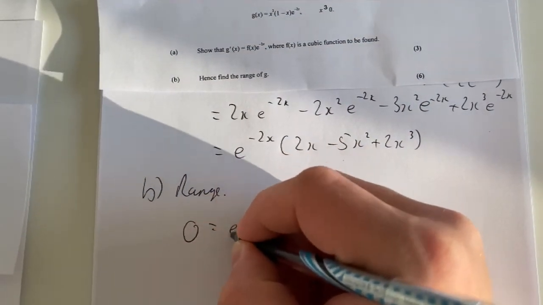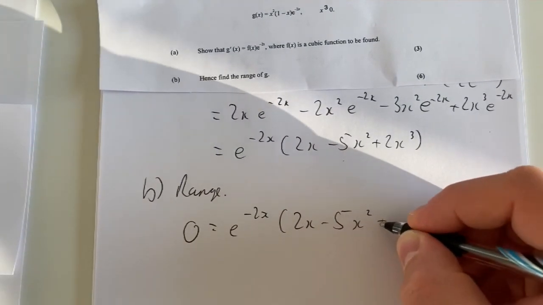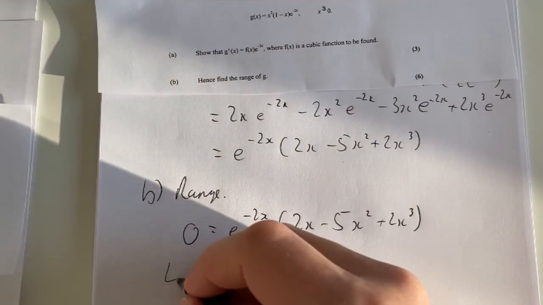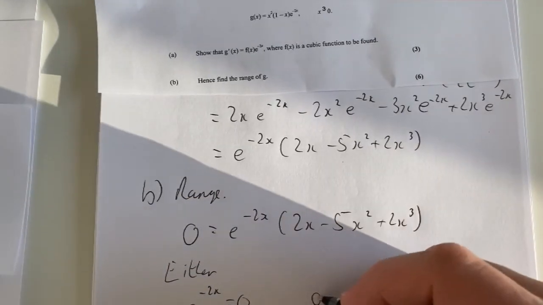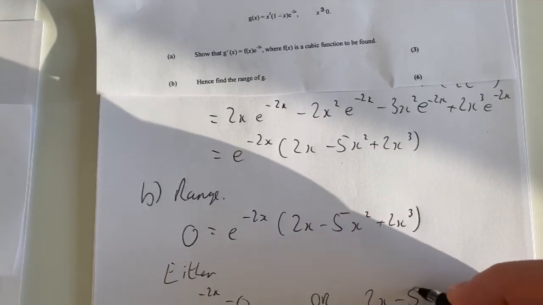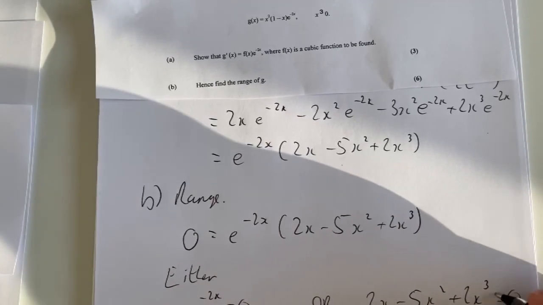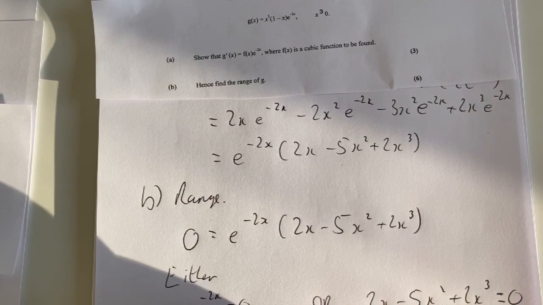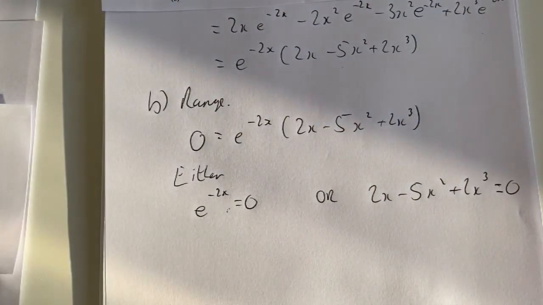So 0 equals e to the minus 2x, 2x minus 5x squared plus 2x cubed. So either e to the minus 2x is 0, or 2x minus 5x squared plus 2x cubed equals 0. Now, hopefully you can remember, but this can never be true. So e to the minus 2x can never equal 0.